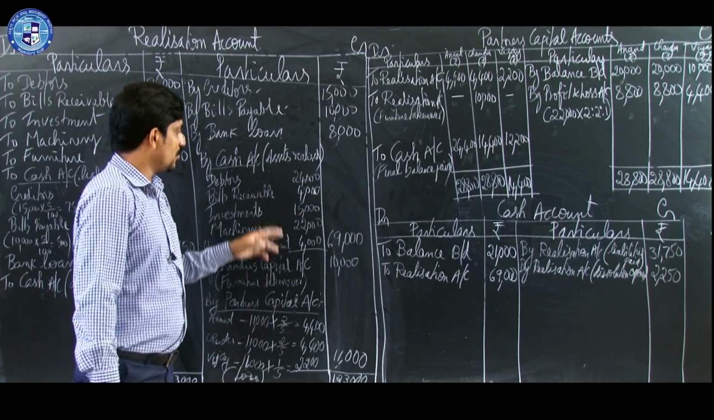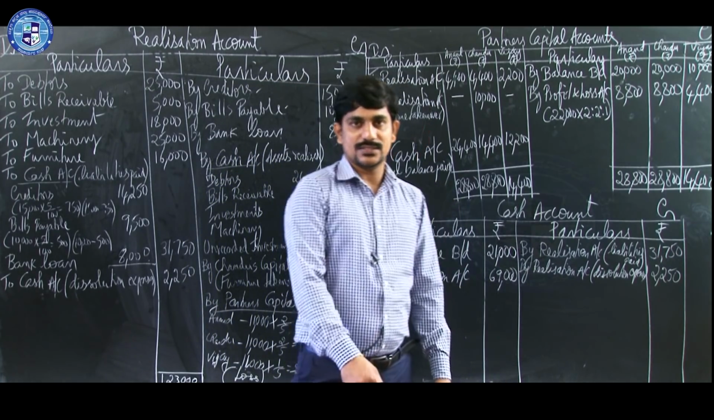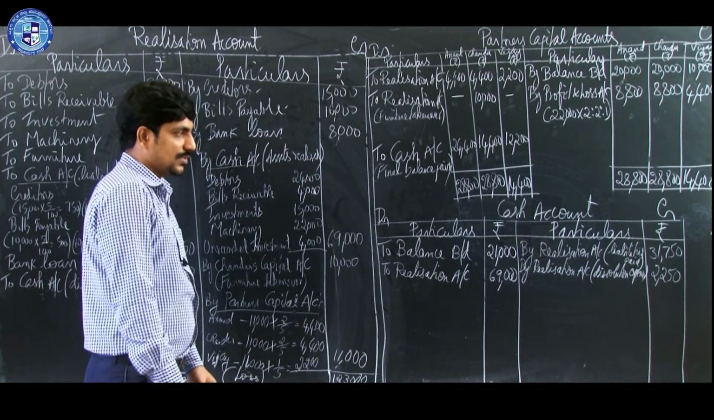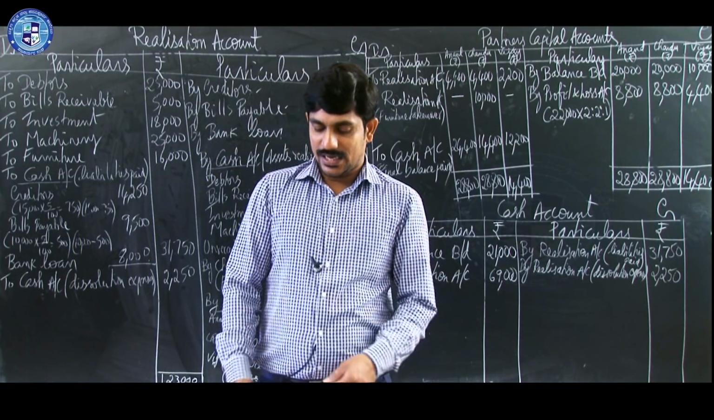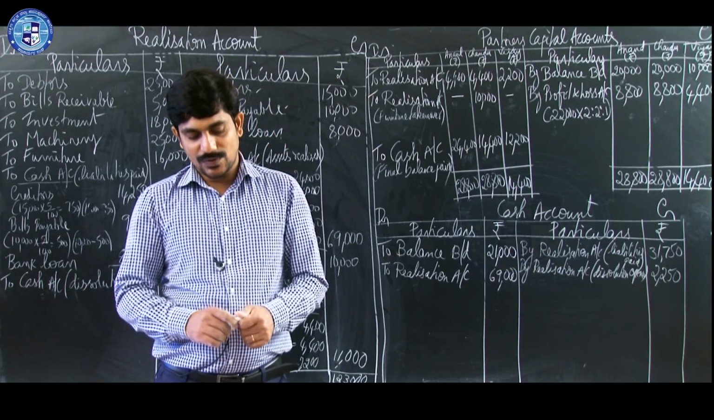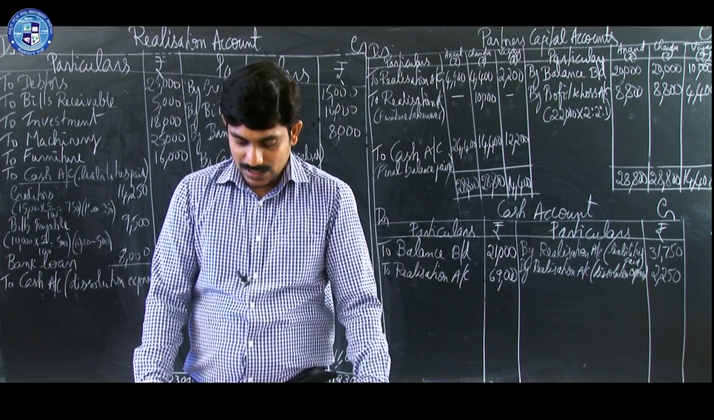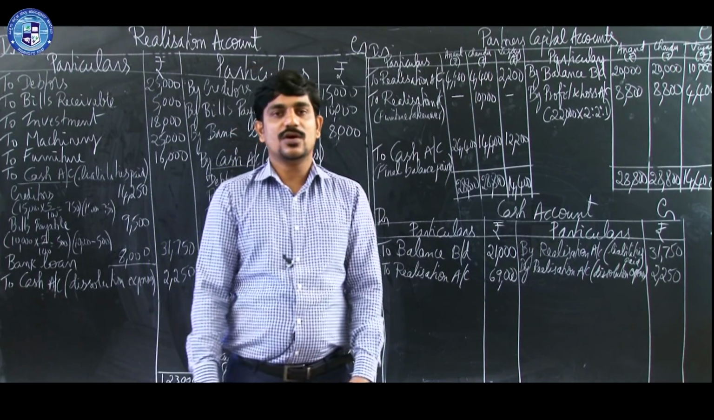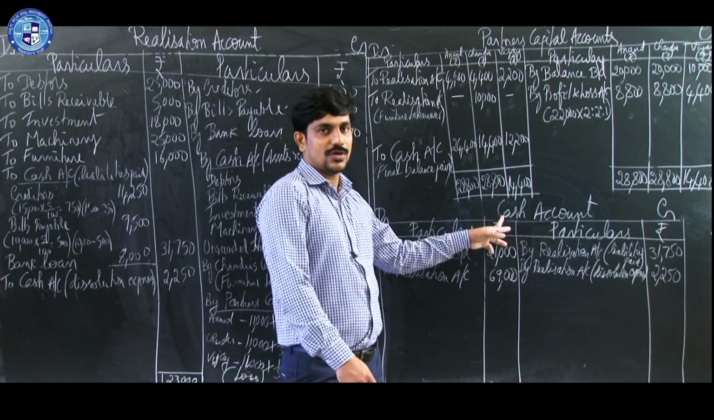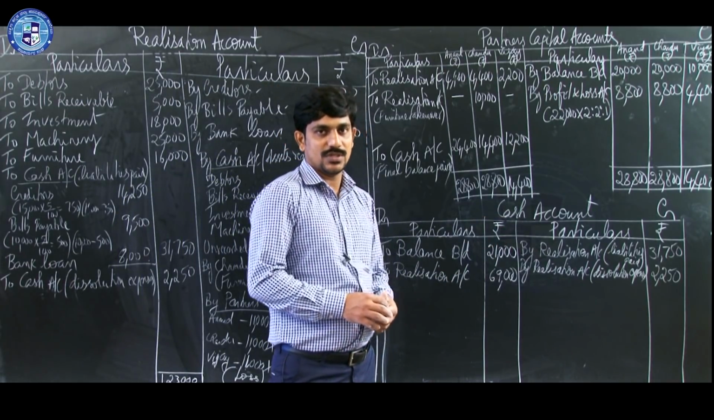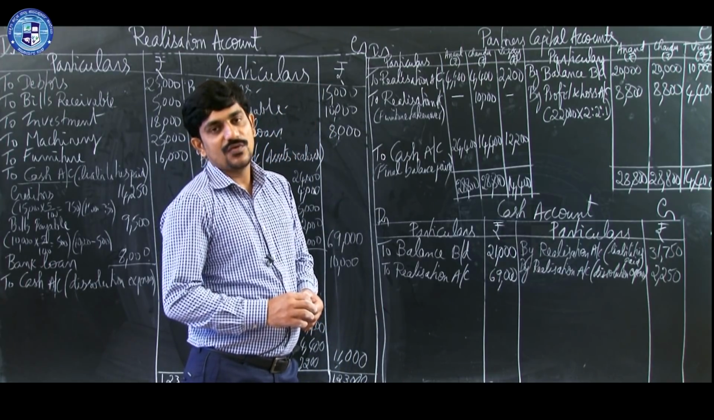Under the realization account you record it on the credit side, and under the cash account you record it on the debit side: assets realized, 69,000. After that, go to the problem and see whether any partner's loan is given. In this problem there is Anand's loan. How much is Anand's loan? Anand's loan is 5,000. Partner's loan you have to settle through the cash account, by paying the amount to the partner.